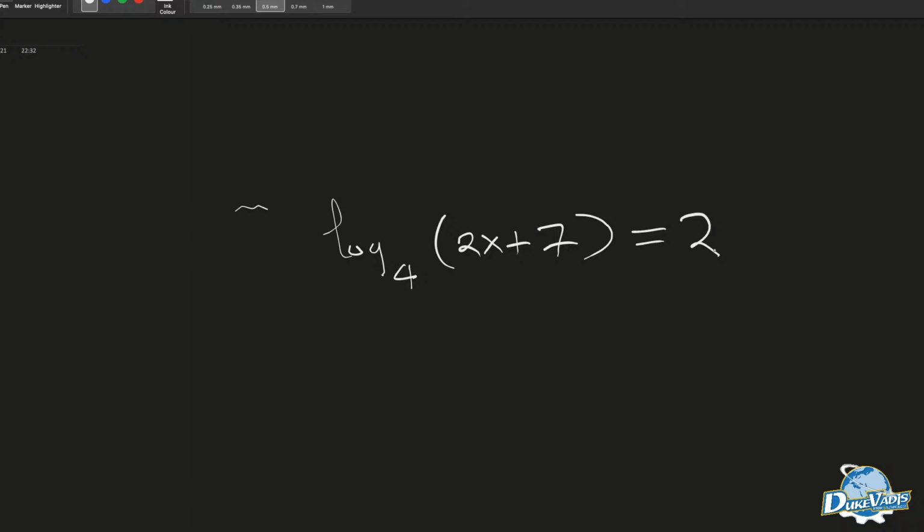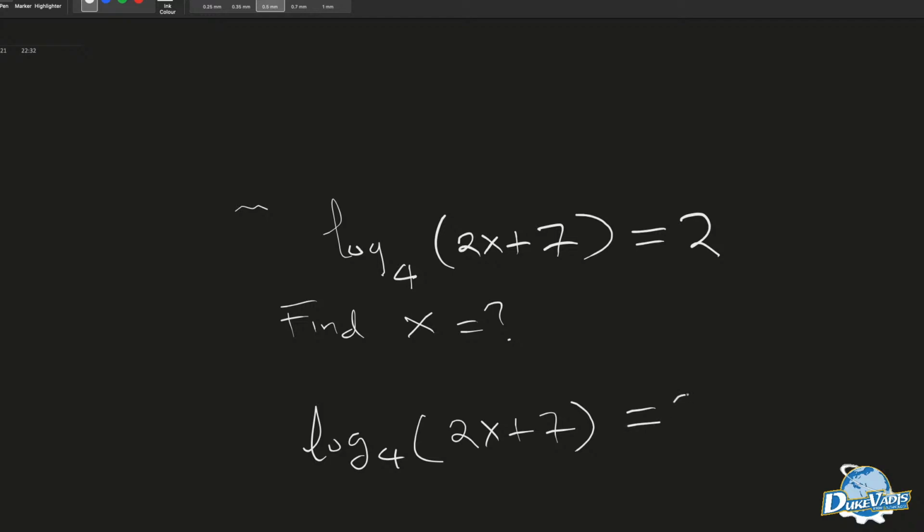Friends, just look at this question. It's very interesting, is it? We have been asked to find the value of x. Find x. That's what we're looking for. For this question, as we look at it, you see that it's just only 2 steps. So let's unwrap it. Now log to base 4 of (2x plus 7) equals 2.